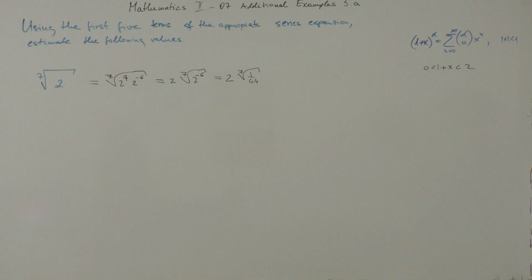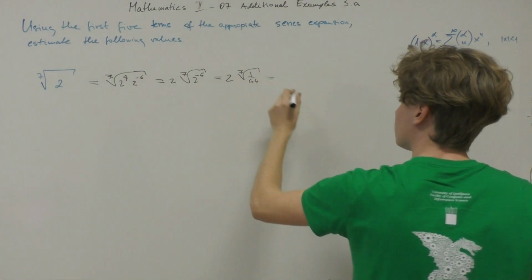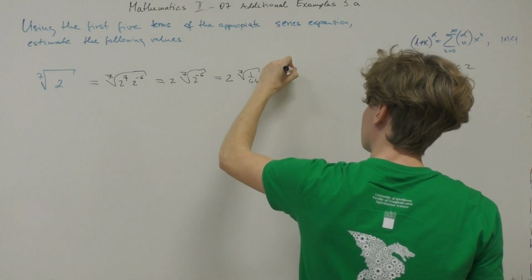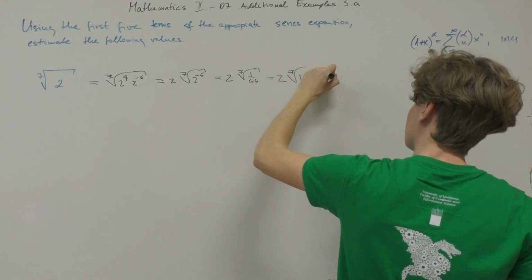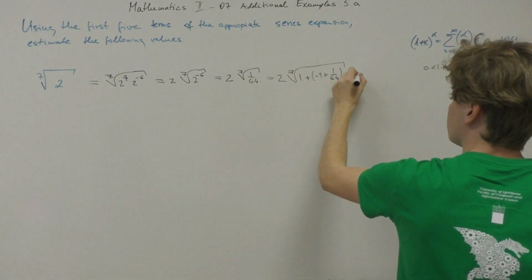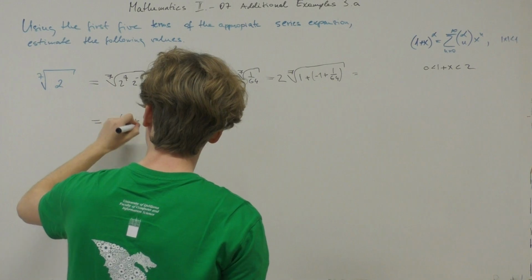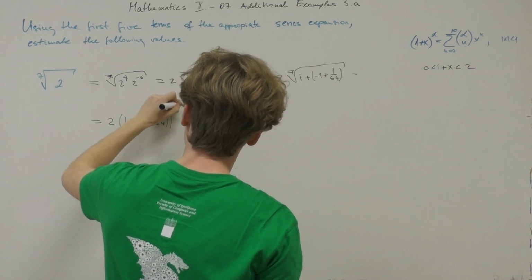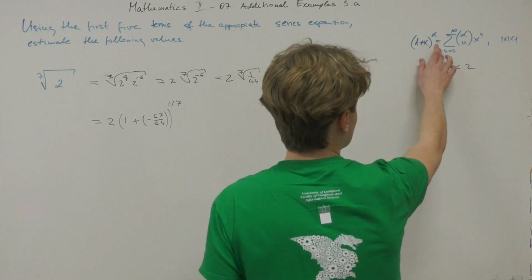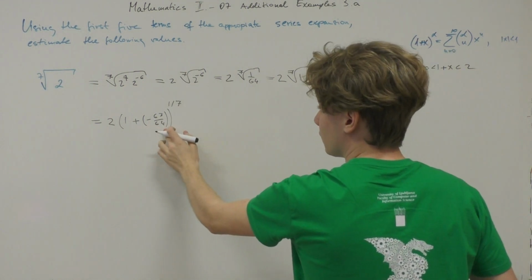But one thing to notice is that we must have this form, so 1 plus something under the radical, and this means that we have to further rewrite this. So from here we get that this is equal to 2 times the 7th root of 1 plus minus 1 plus 1 over 64. And this is equal to 2 times 1 plus minus 63 over 64 to the power 1 over 7. And now we can use this equation with alpha being 1 over 7 and x being minus 63 over 64.